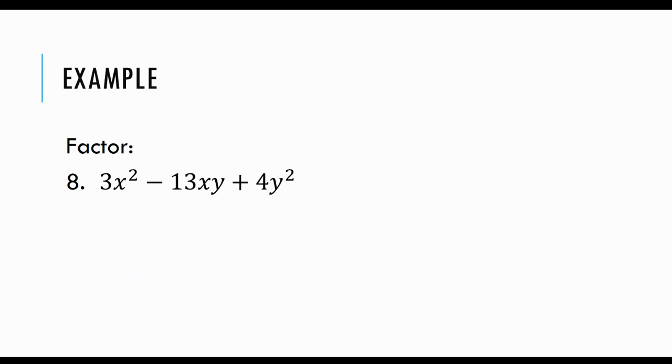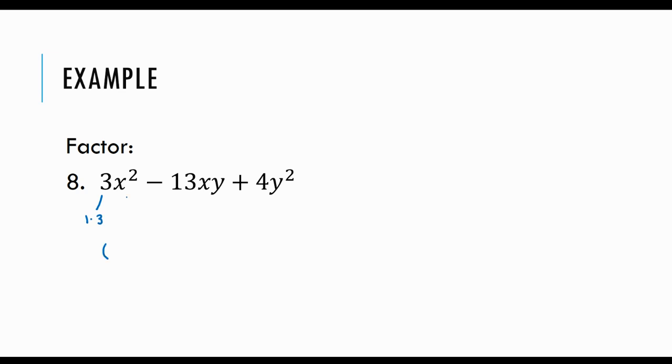3x squared minus 13xy plus 4y squared. So once again, the only thing that's different about this is that now there's 2 variables, but the thought process is still the same. So let's look for a GCF. They don't all have numbers in common. They don't all have variables in common. There's a number in front of the first term. Luckily for us, it's a prime number.